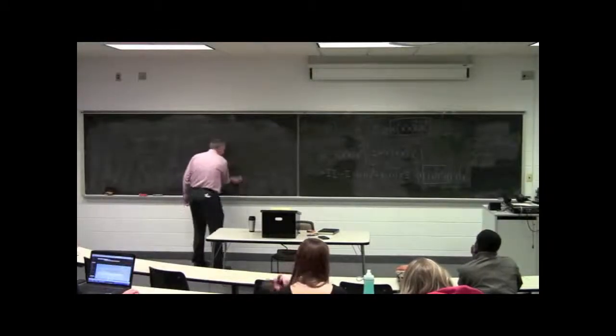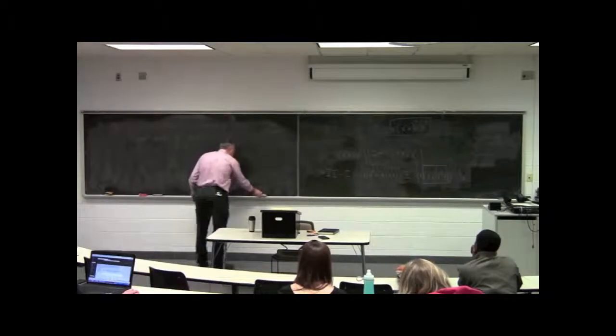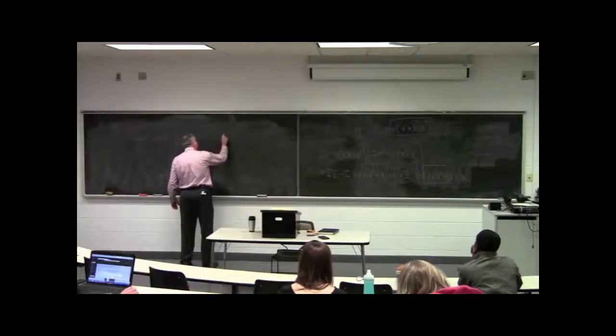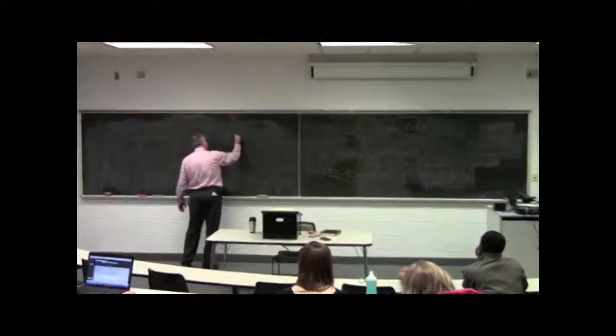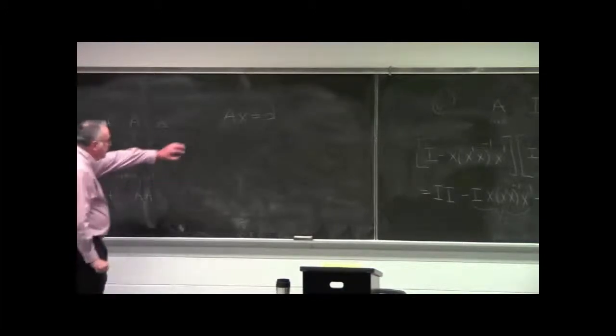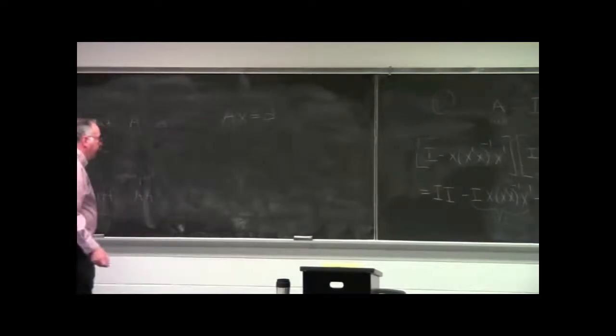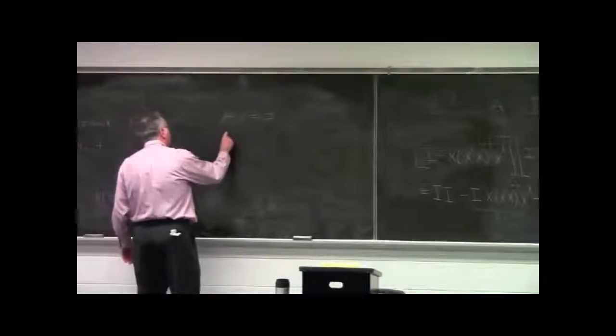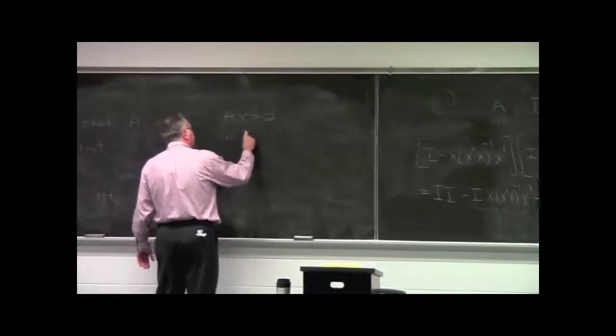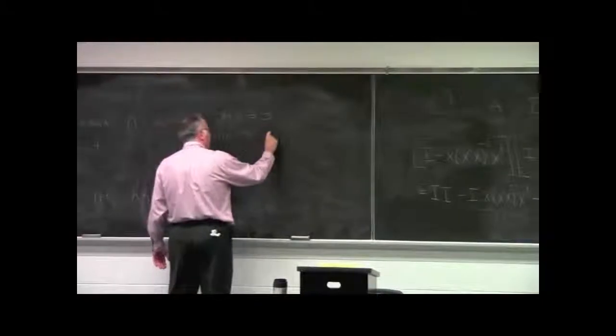Using matrix algebra, you can write a linear equation system in this form: AX equals D, where A is the coefficient matrix, X is the vector of variables, and D is a vector of right-hand side constants. Let's assume that this matrix A is a square matrix, n by n, X is n by 1, and D is n by 1.